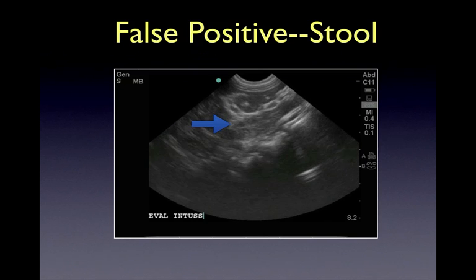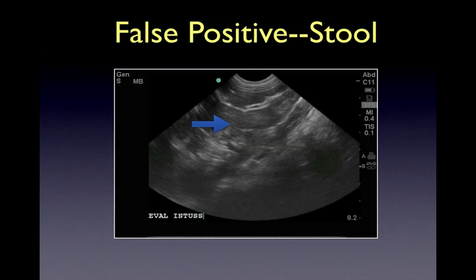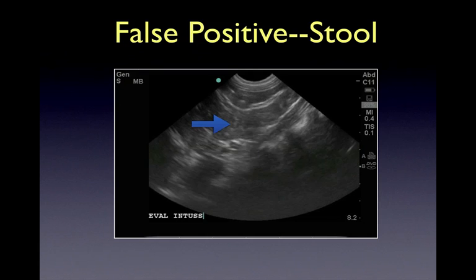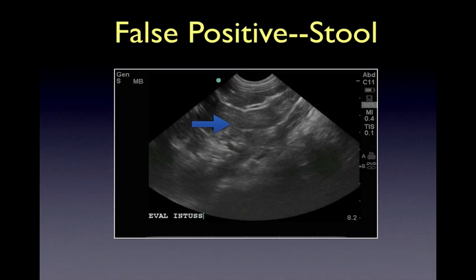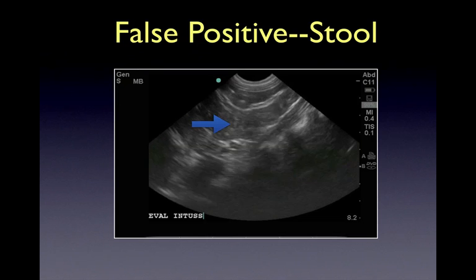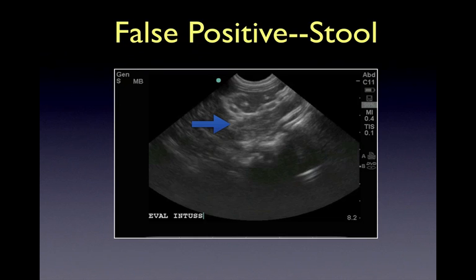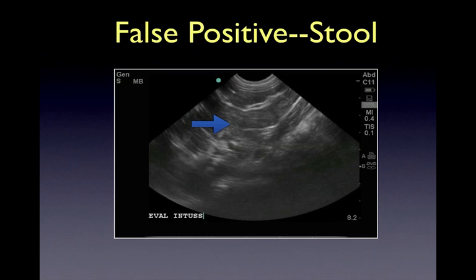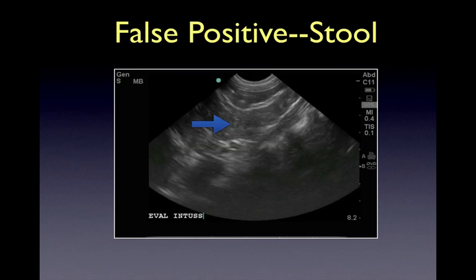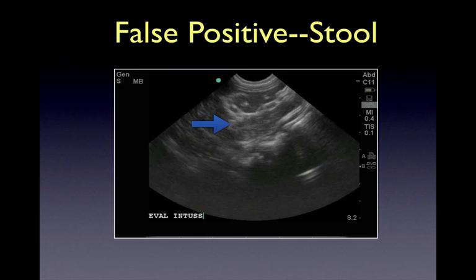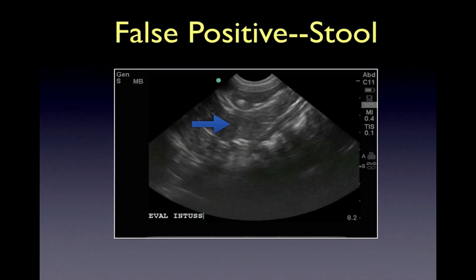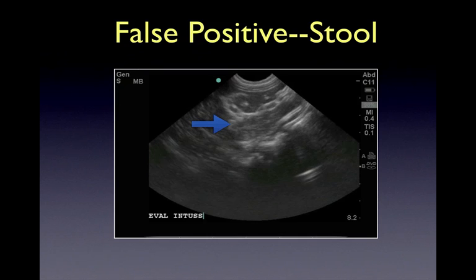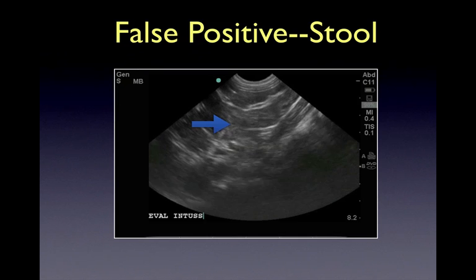Here's an example of stool in the colon, which can be easily mistaken for intussusception on bedside ultrasound. Notice that despite the presence of echogenic structure within the colon, we don't see any layered and concentric bowel loops within the colon, typical of intussusception on ultrasound. And once again, seeing a concentric layer pattern is the key to making the diagnosis of intussusception on ultrasound.